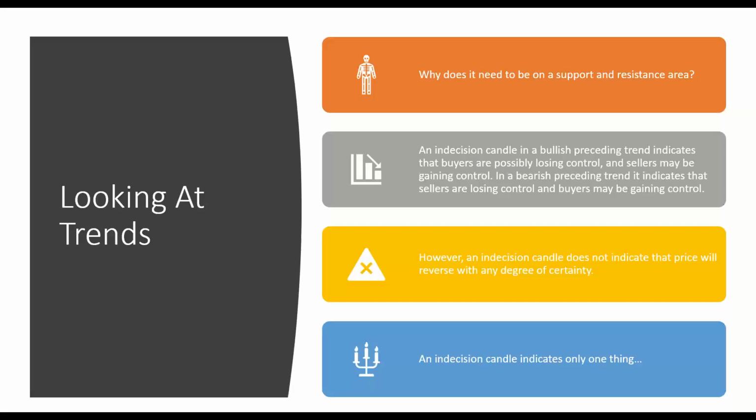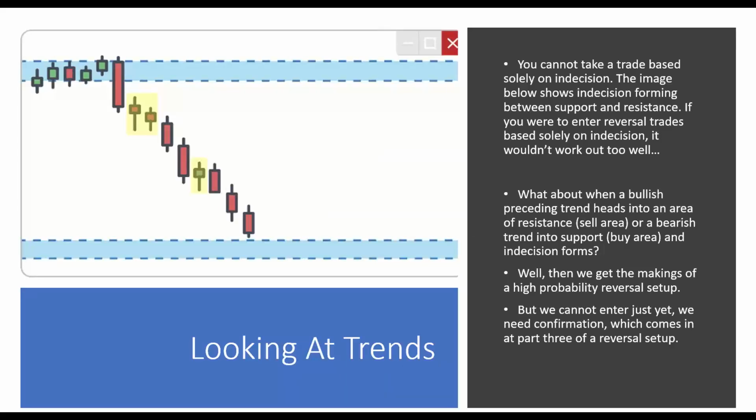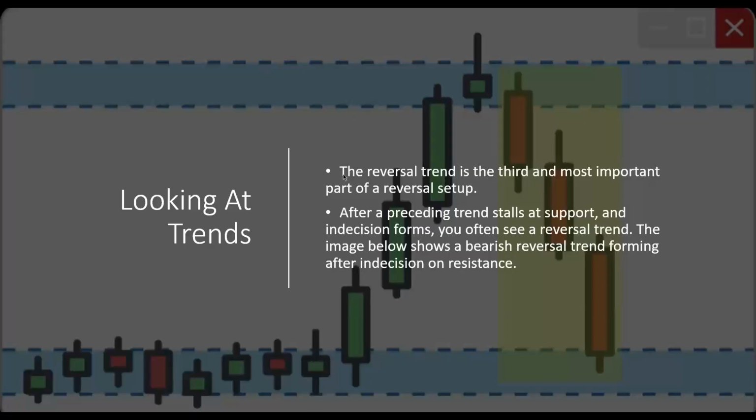So an indecision candle in a bullish preceding trend indicates that buyers are possibly losing control. However, an indecision candle does not indicate that price will reverse. An indecision candle only indicates one thing: indecision. So you cannot take a trade solely on indecision. That's why we have very specific rules, because you can see all these indecision candles occur. But when it happens during a trend and happens directly on the areas of support and resistance, then we can start figuring this out. And then the reversal trend is the third and most important part of the setup.